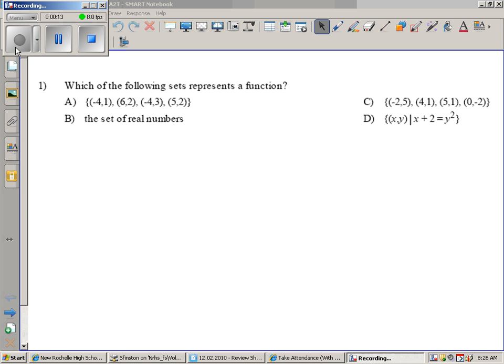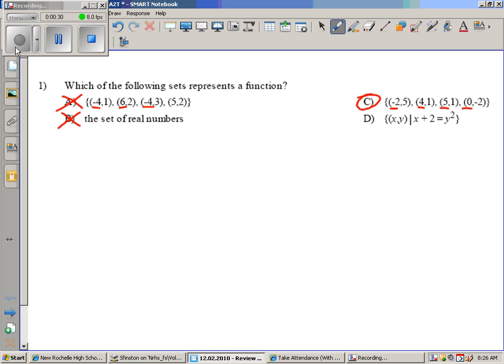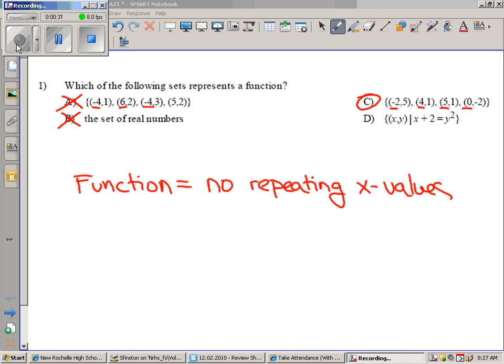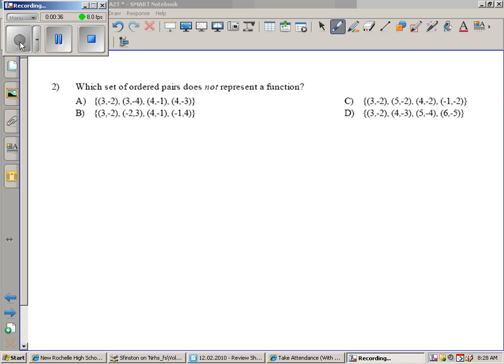Jasmine? Cannot repeat the x values. So let's take a look. Does this one have the x values repeating? Yeah, you're out. Let's see. Do the x values repeat right here? No, that's the answer. End of story. So here's the rule. Function equals no repeating x values.